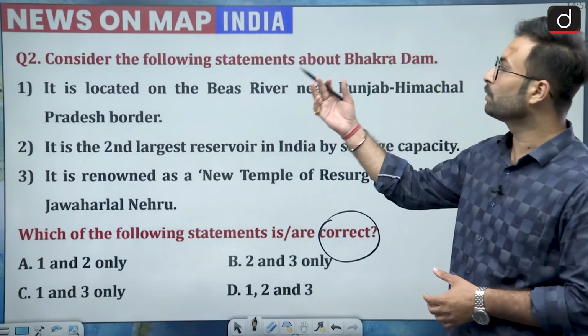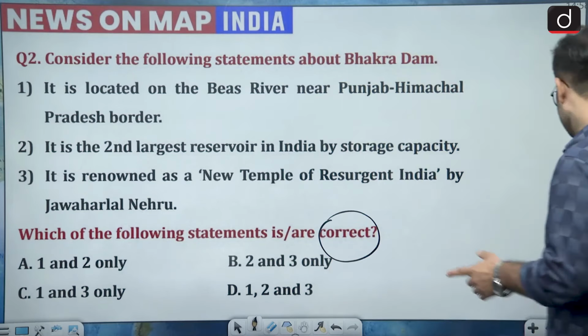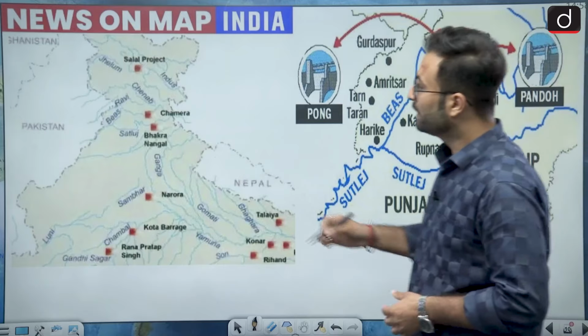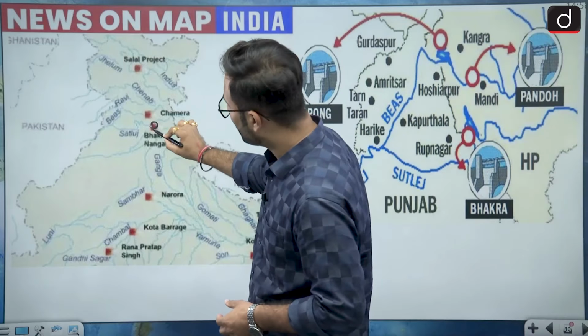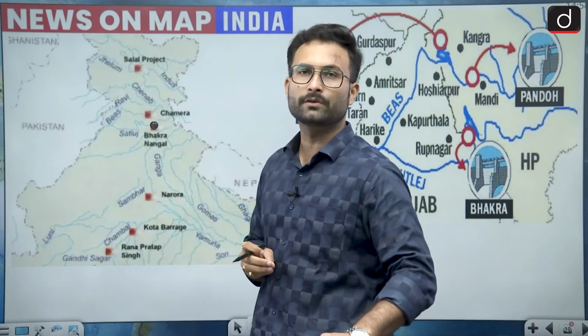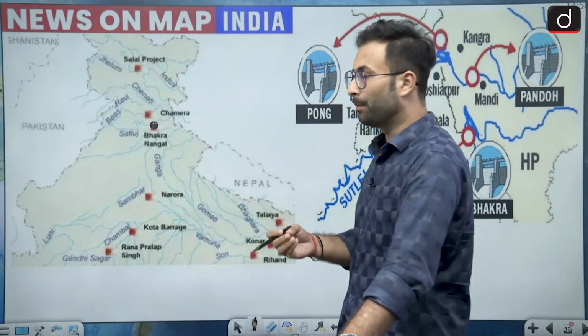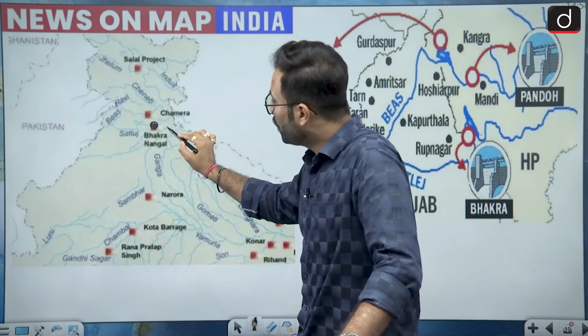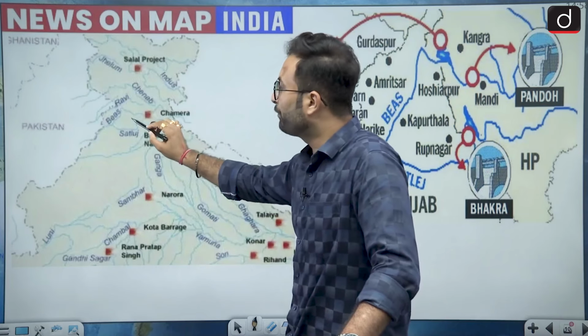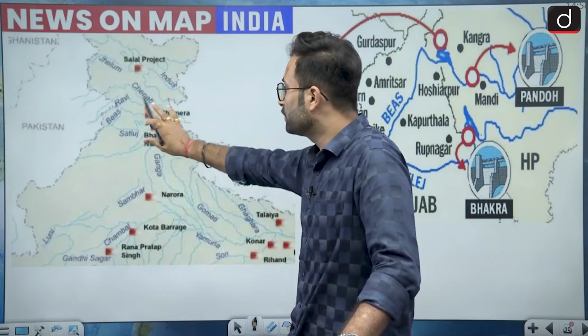Now coming to the location of the Bhakra Dam. Here you can see in this particular map, this is the place where Bhakra Nangal Dam is, because there is a village whose name is Bhakra village. So it is on the border of Punjab and Himachal Pradesh. Okay, so that is there.